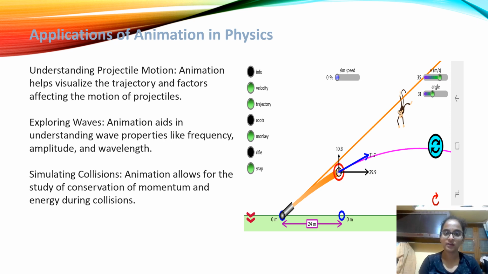So, applications of animation in physics, for example understanding projectile motion, exploring waves, and simulating collisions. In understanding projectile motion, animation helps visualize the trajectory and factors affecting the motion of projectiles. In exploring waves, animation aids in understanding wave properties like frequency, amplitude, and wavelength. In simulating collisions, animation allows for the study of conservation of momentum and energy during collisions.